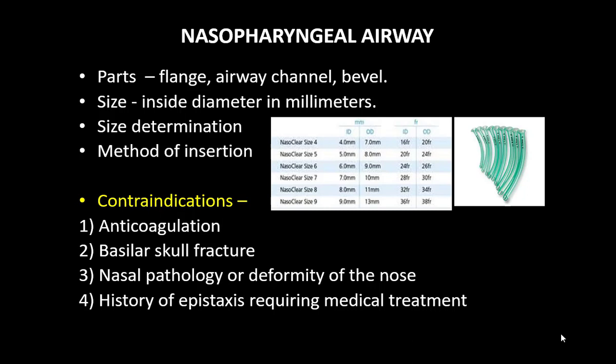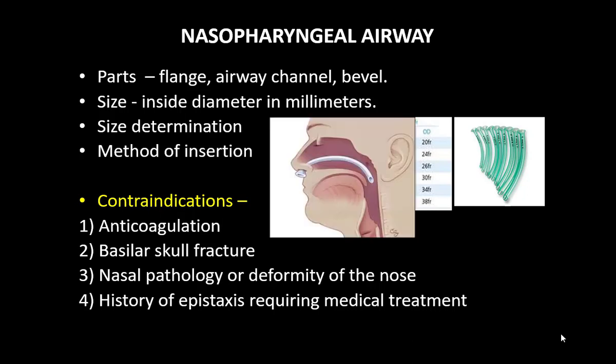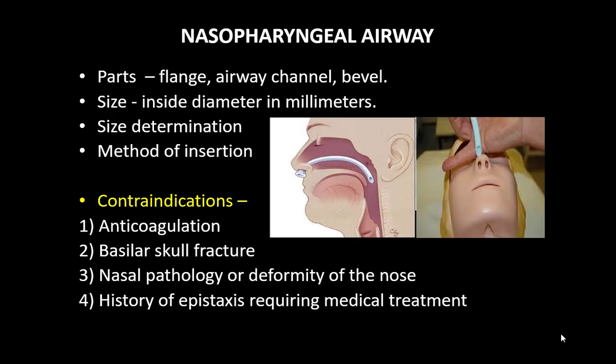So the size of nasopharyngeal airway depends on inside diameter in millimeter. So how do we estimate the size of nasopharyngeal airway? From tip of the nose to earlobe. Okay, and how do we insert it? First we lubricate the airway, and then we insert it perpendicular to the nose.